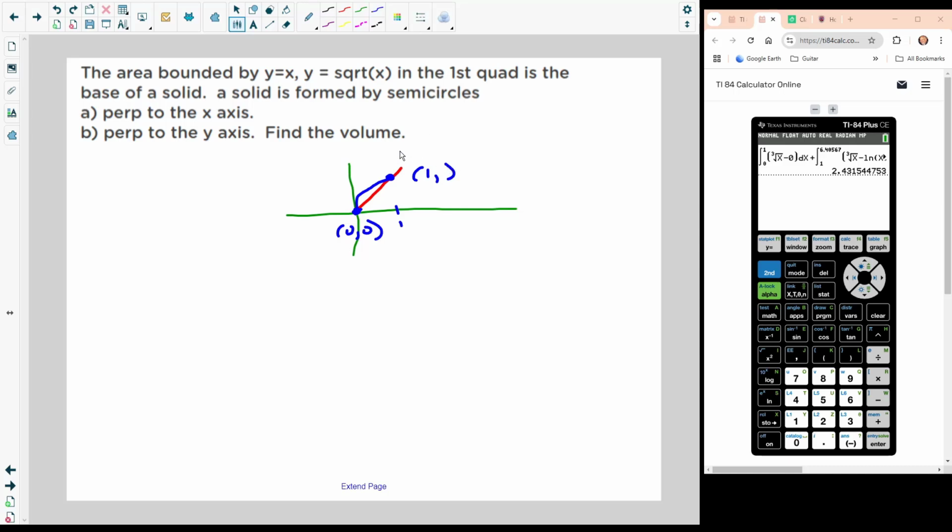In the first quadrant is the base of a solid. A solid is formed by semicircles perpendicular to the y, x, and then we're going to do perpendicular to the y. All right, so the x one's easy. Find the volume, of course.